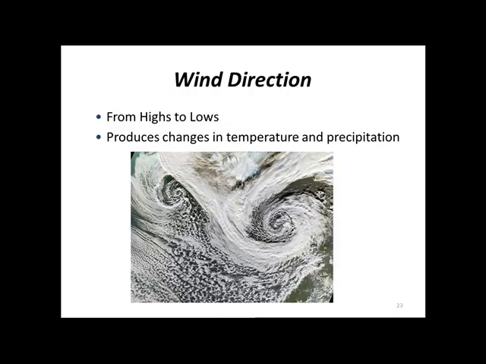So, wind direction. We know that winds move from high pressure areas to low pressure areas. And when they're moving, this produces changes in temperature and also changes in precipitation.